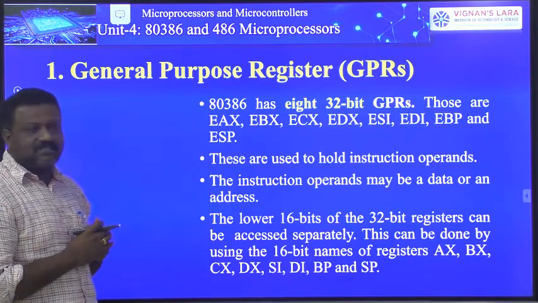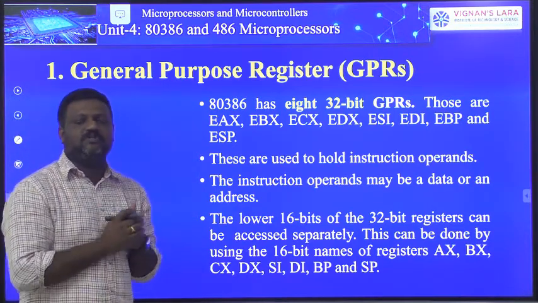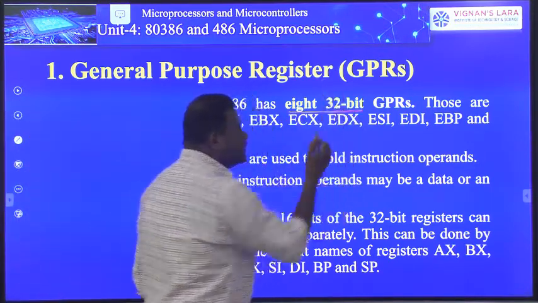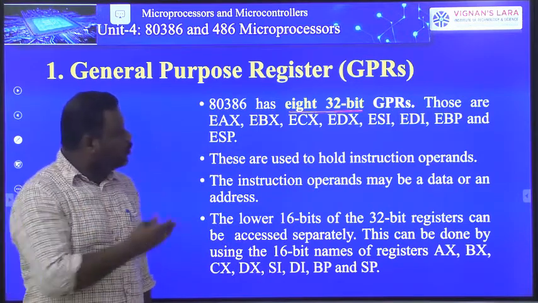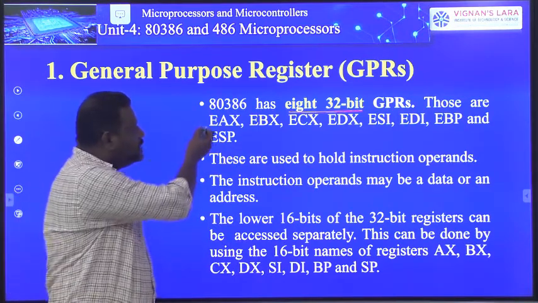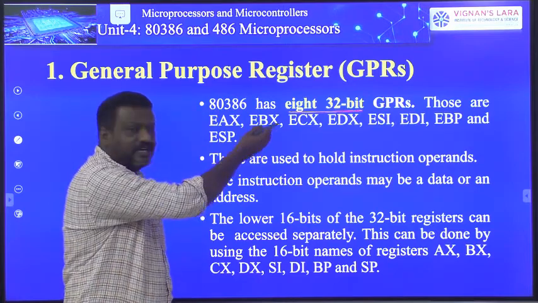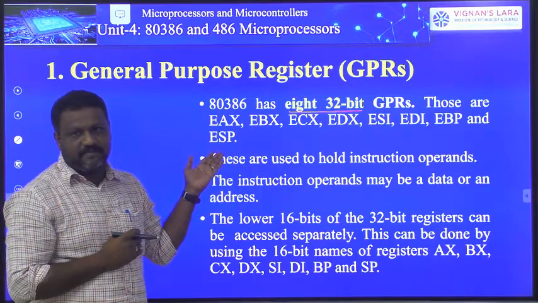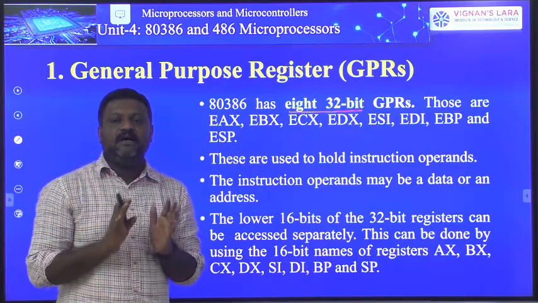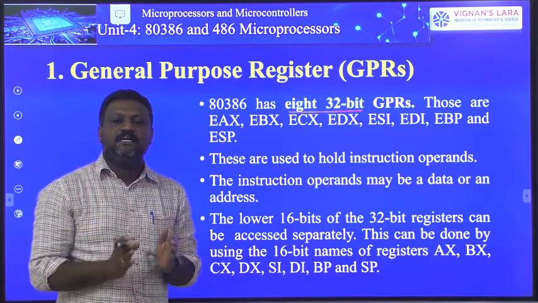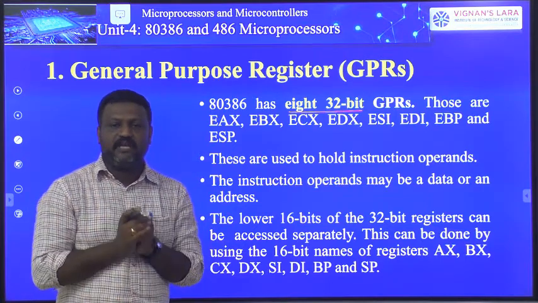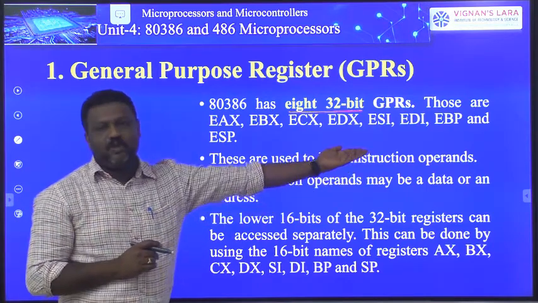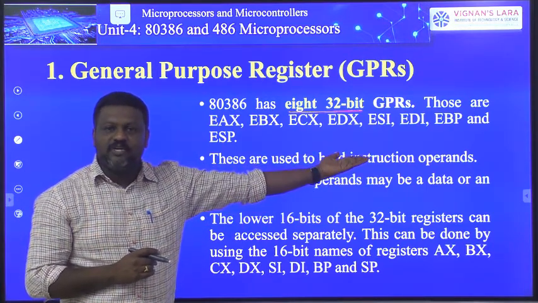We will discuss some more about GPRs in 80386. 80386 has 8 32-bit general purpose registers. What are those 8? EAX, EBX, ECX, EDX, ESI, EDI, EBP and then ESP. These 8 registers we consider as general purpose registers in 80386, and these are used to hold instruction operands.